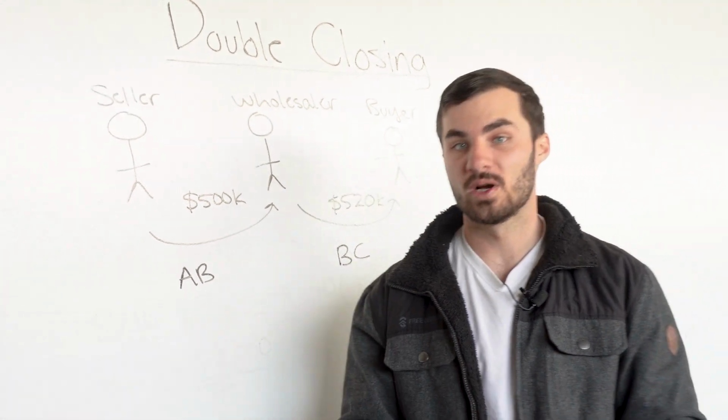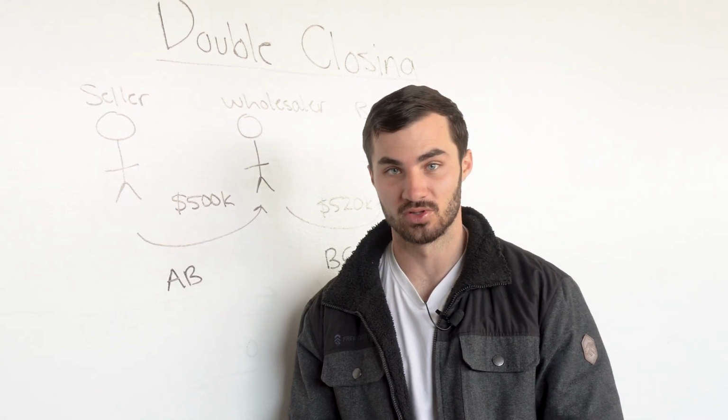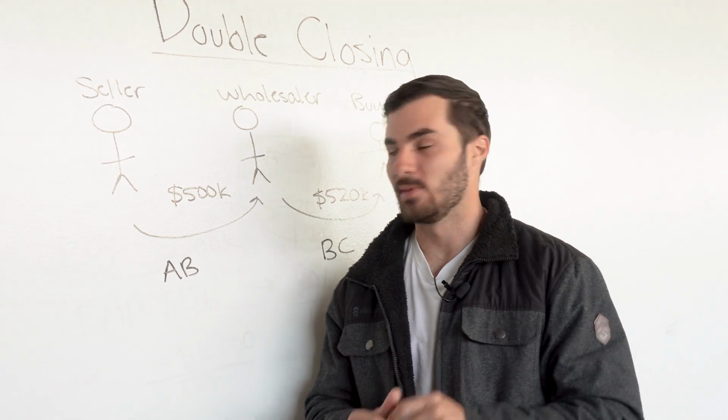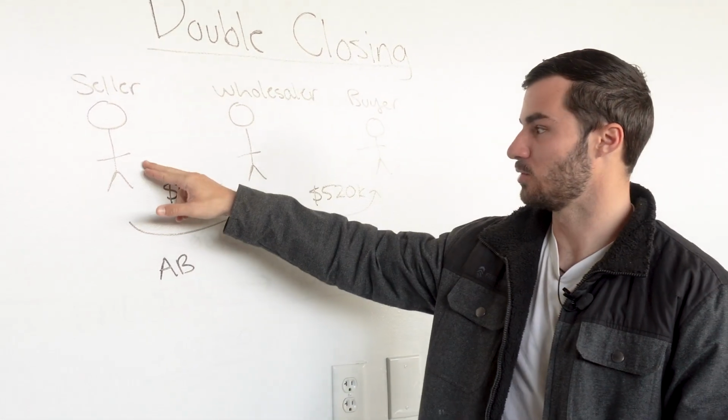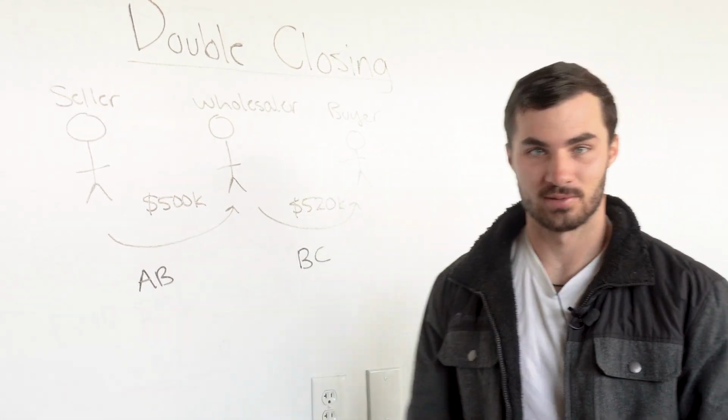Now, there's really four primary reasons that somebody would double close. One of the reasons is that they just want to protect their money, right? What I mean by that is that sometimes a seller might not like the fact that they're buying it for this much and selling it for this much.